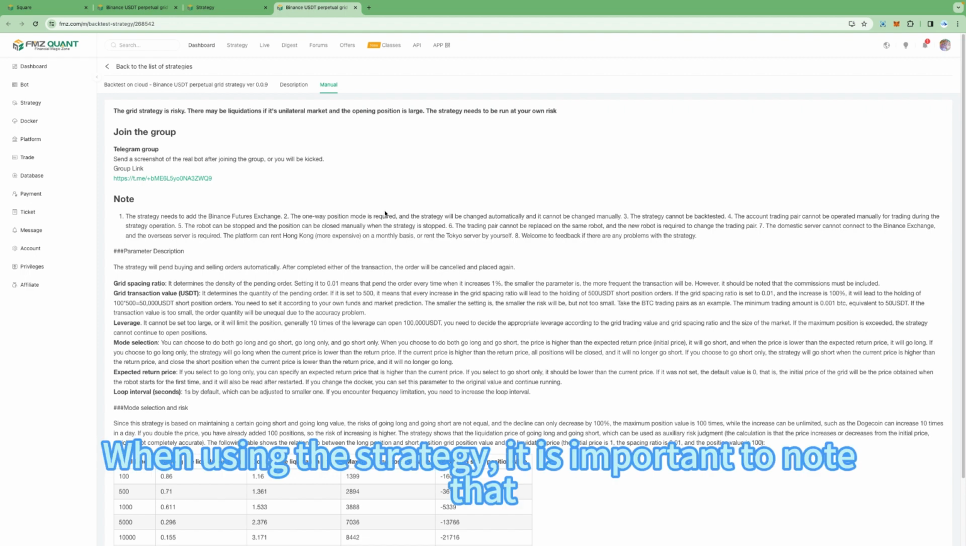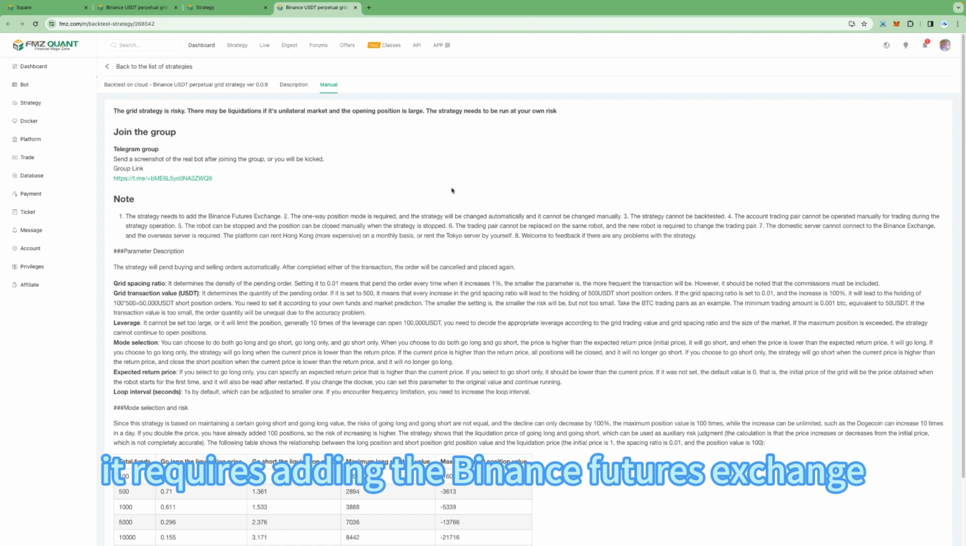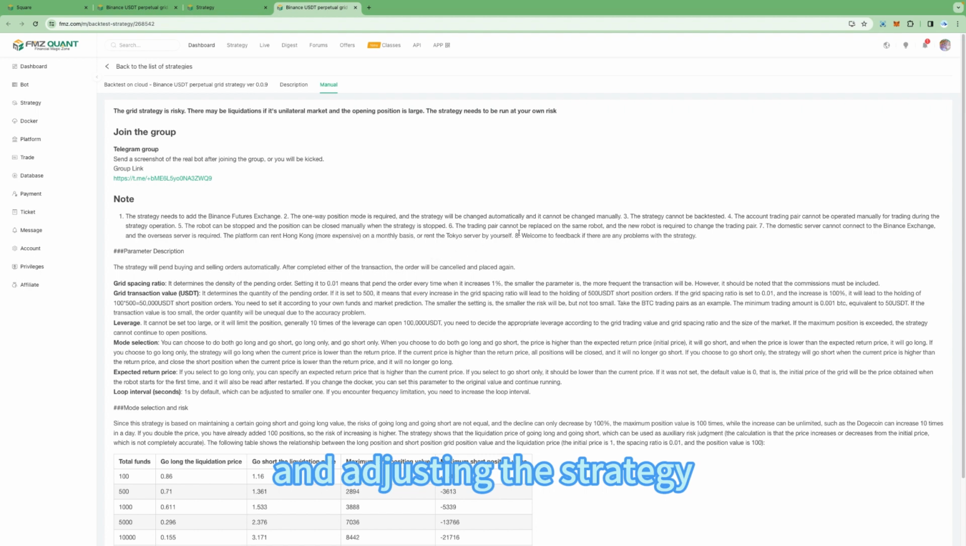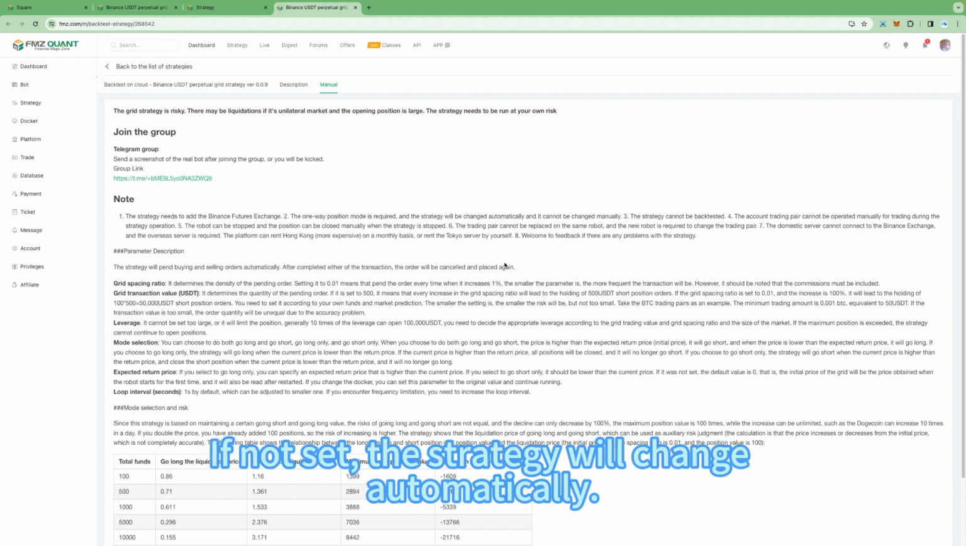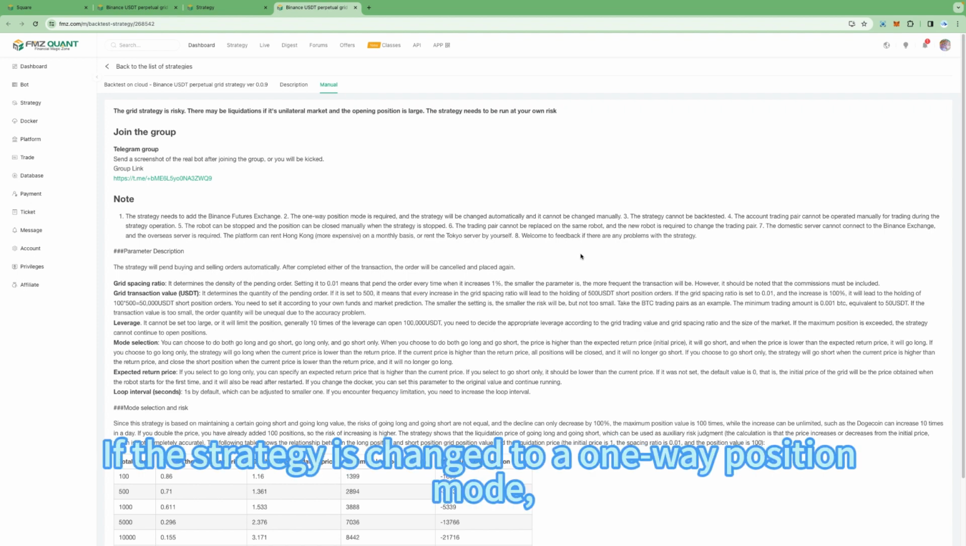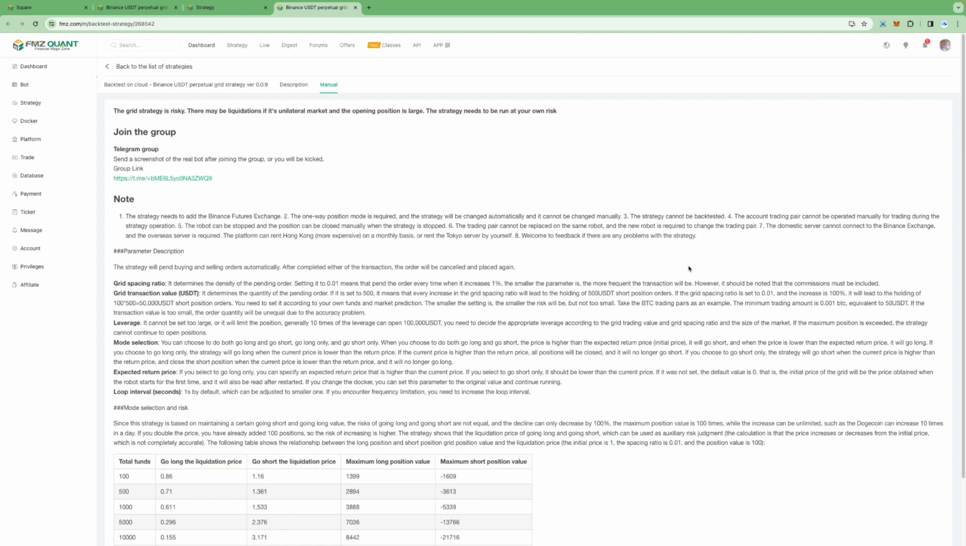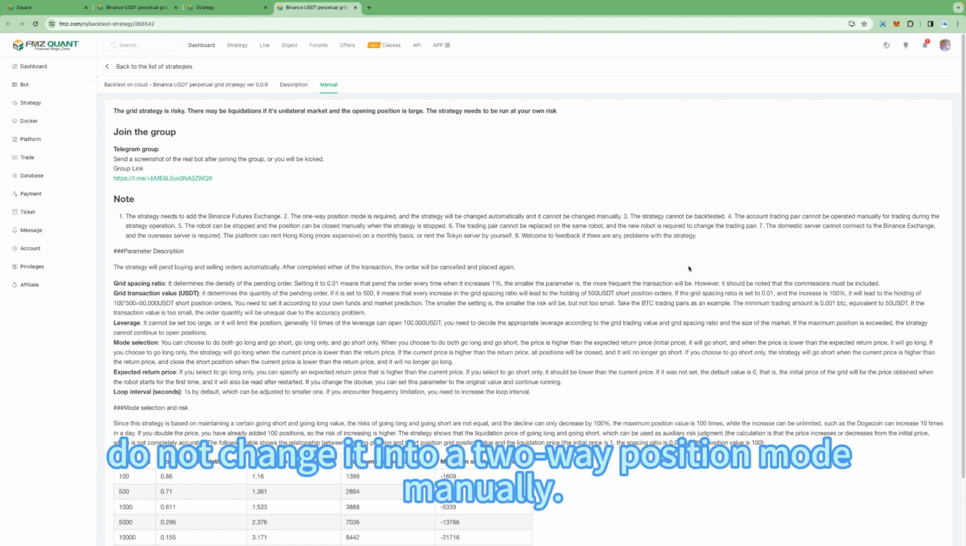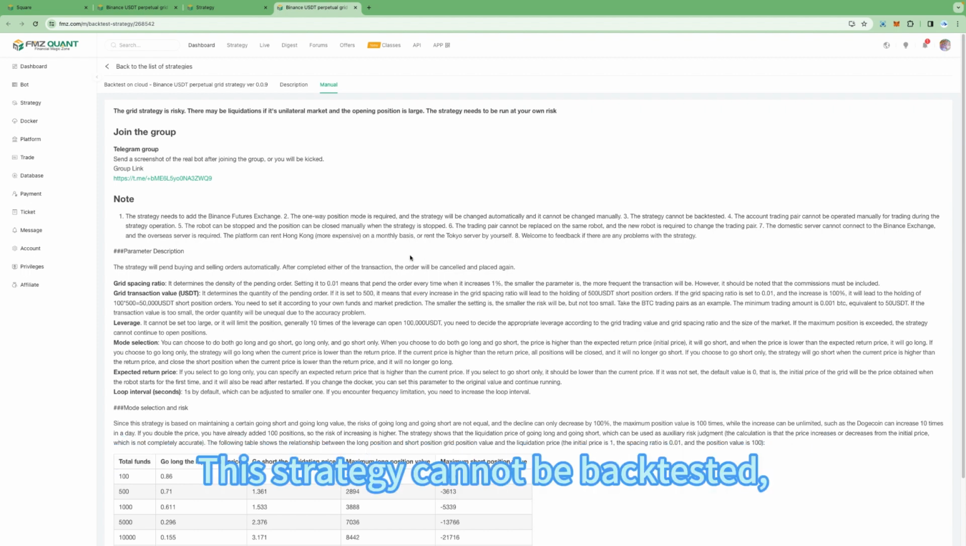When using the strategy, it is important to note that it requires adding the Binance Futures exchange and adjusting the strategy to a one-way position mode. If not set, the strategy will change automatically. If the strategy is changed to a one-way position mode, do not change it into a two-way position mode manually. This strategy cannot be backtested.